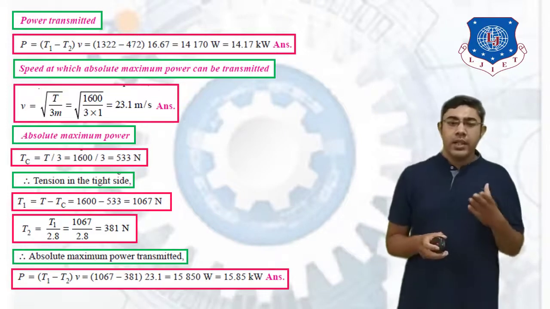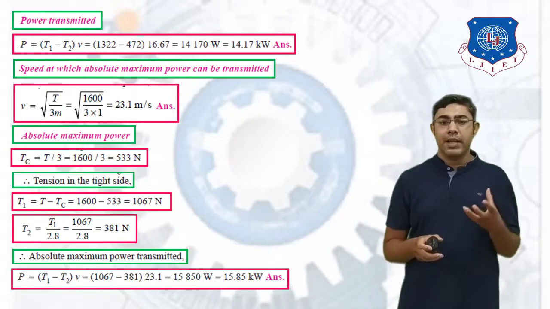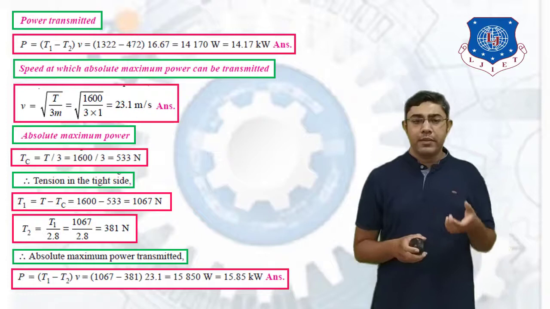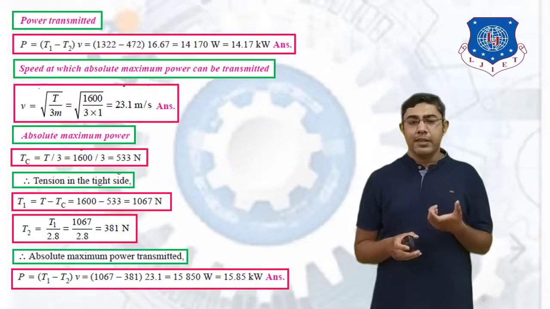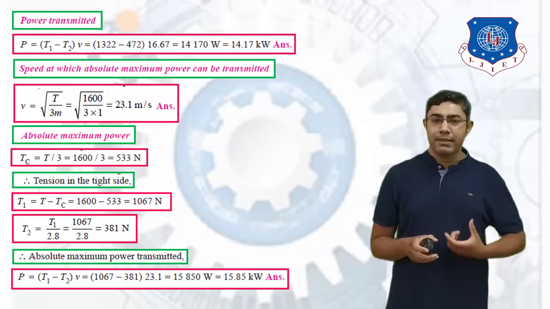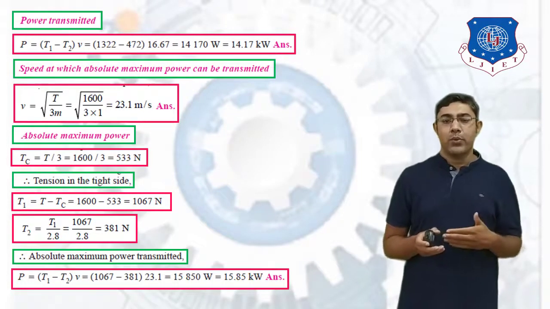So now in this problem, all the design parameters are calculated. First we calculated the power at the given speed, then we calculated the condition for maximum power transmission, and then we calculated the maximum absolute power.